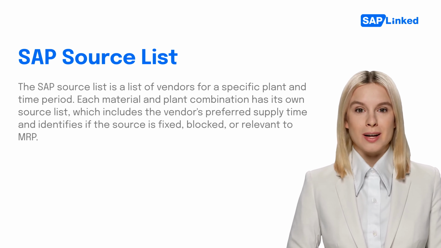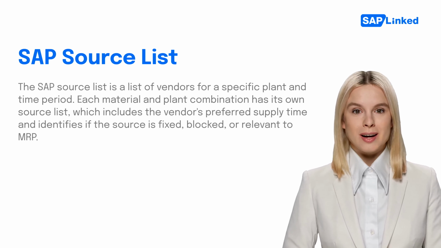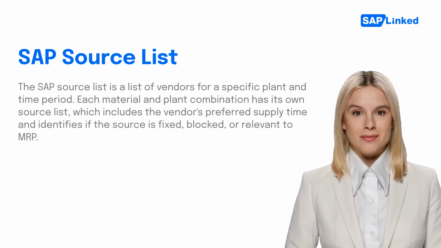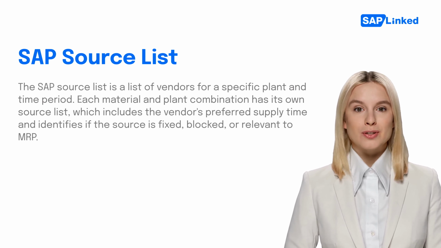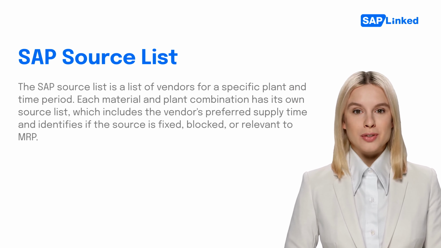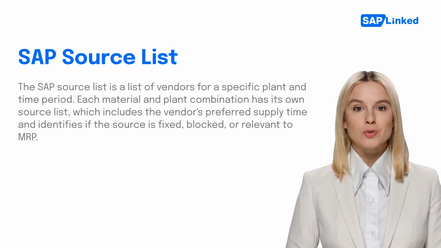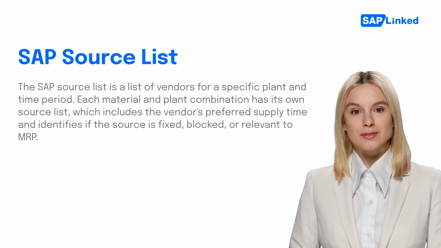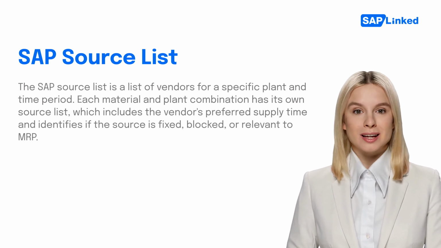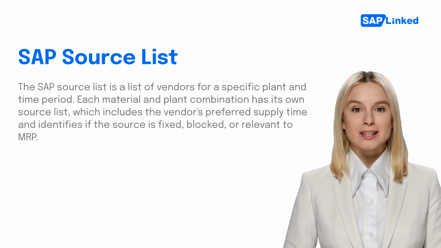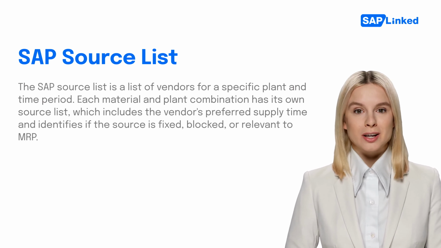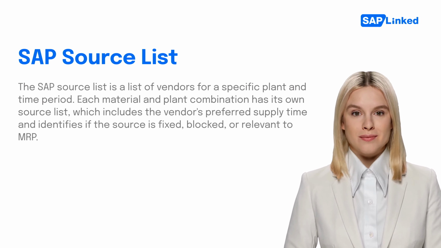Each material and plant combination has its own source list, which includes the vendor's preferred supply time and identifies if the source is fixed, blocked, or relevant to MRP. Before using the source list, we must fulfill certain prerequisites. Afterwards, we review the fields of the source list master record. Various methods exist for creating a source list, and we provide an example. Lastly, we show how the source list is utilized during purchase requisition creation.